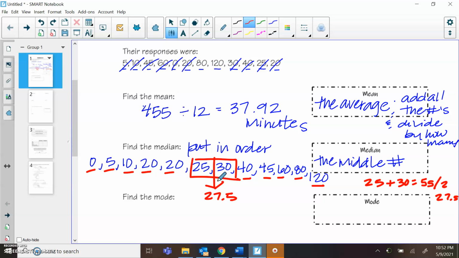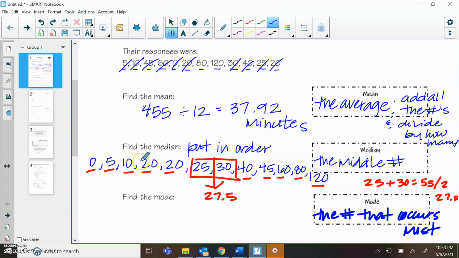And then we have the mode. The mode is the number that occurs most. This could be more than one number. So if I look at these numbers, 20 happens twice.